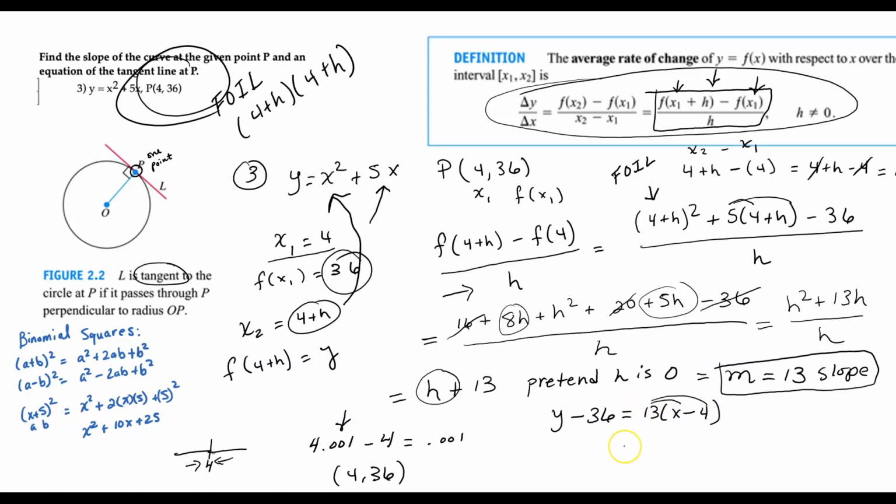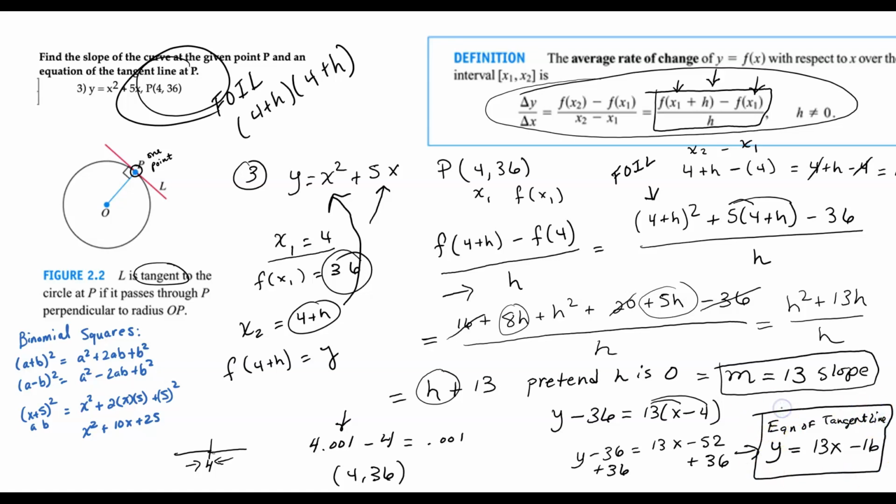13 times x is 13x, and 13 times 4 is 52. So y minus 36 equals 13x minus 52. I'm going to add 36 to both sides. What do I get? y equals 13x, and then negative 52 plus 36 is negative 16. So this right here is the equation of the tangent line. We have the slope and the equation of the tangent line.